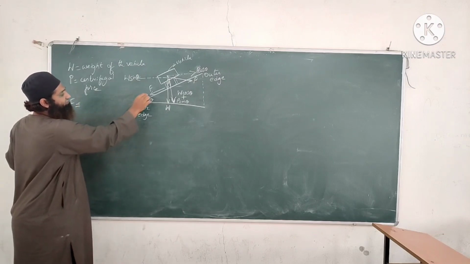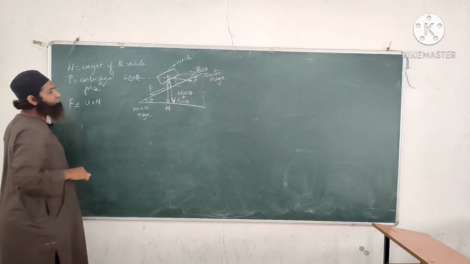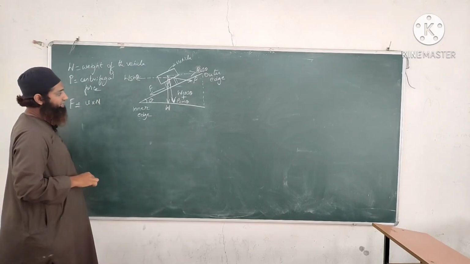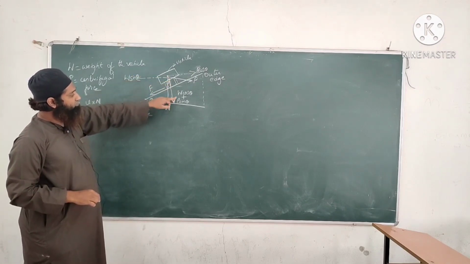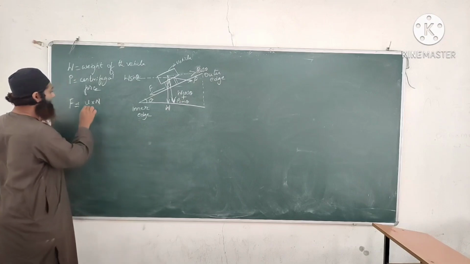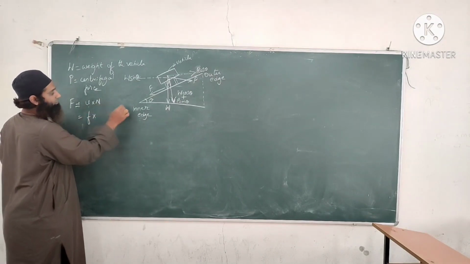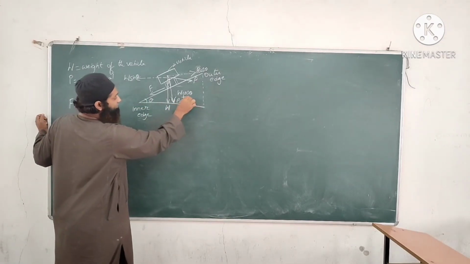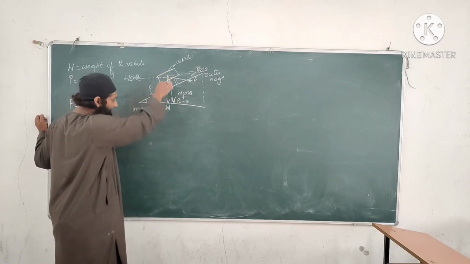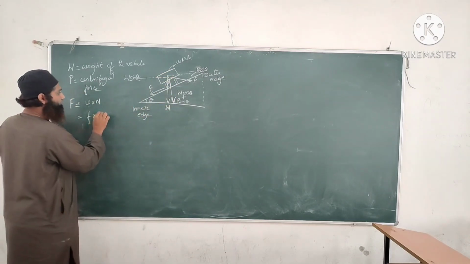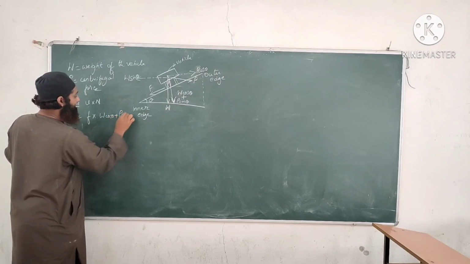Now what is F? F is the frictional force. F will be mu into N, where N is the normal reaction. As you know, N will act directly downward, that is W cos theta plus P sin theta. Mu into N, we can write it as F into N. Remember N is W cos theta plus P sin theta, as normal will act directly downwards to the vehicle. So F is mu into W cos theta plus P sin theta.